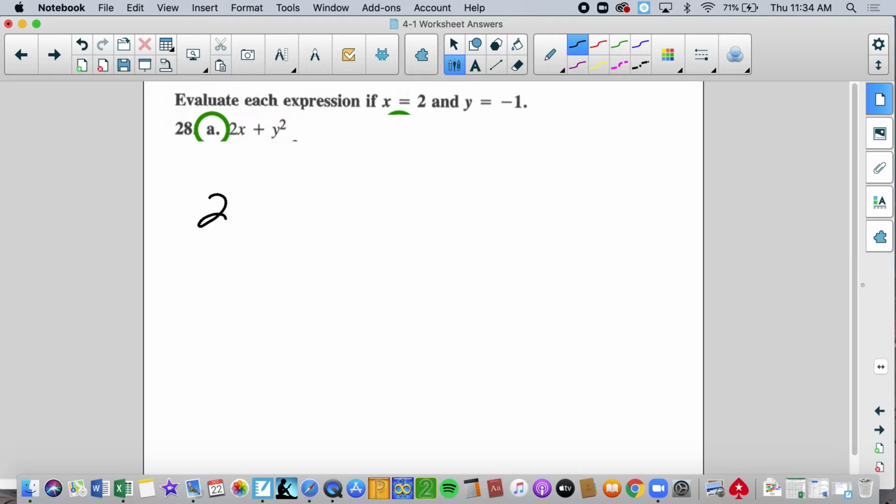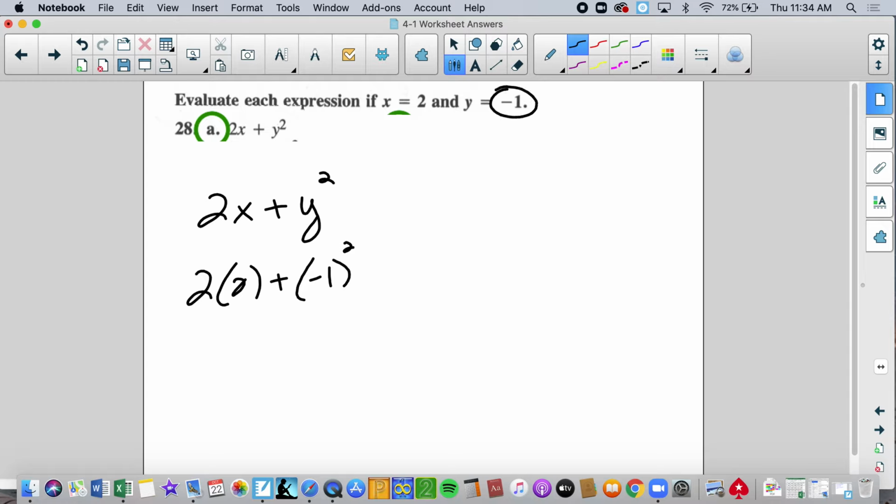Here we have 2 times x plus y to the 2nd. The x value is 2, so we'll substitute that in. Y is -1, so this time, because the y value includes the negative, we need parentheses in this case. So we're going to do 2 times 2 plus negative 1 squared is negative 1 times negative 1. We get 2 times 2 is 4. Negative 1 times negative 1 is positive 1. So my answer is going to be 5.